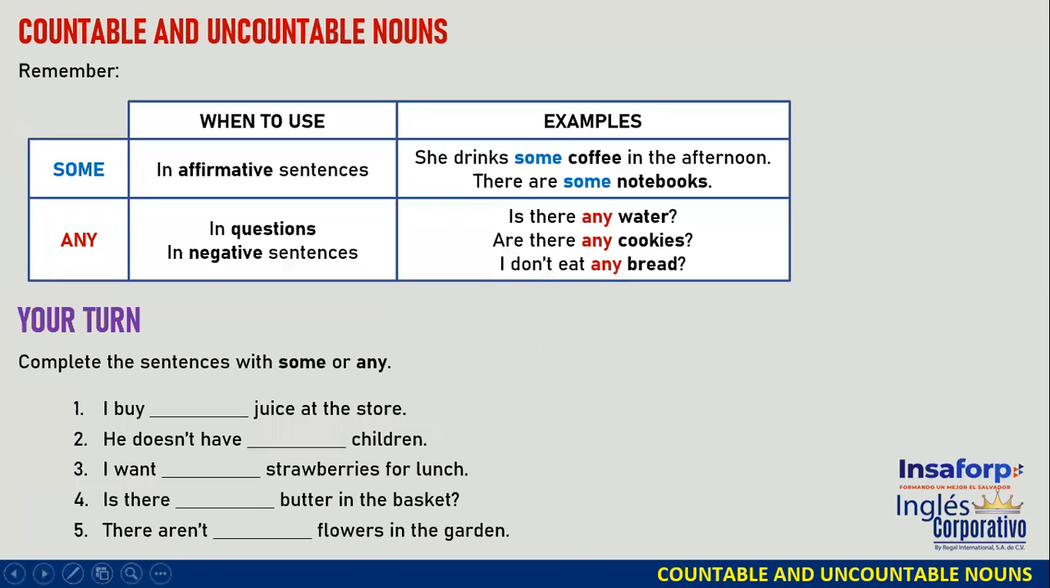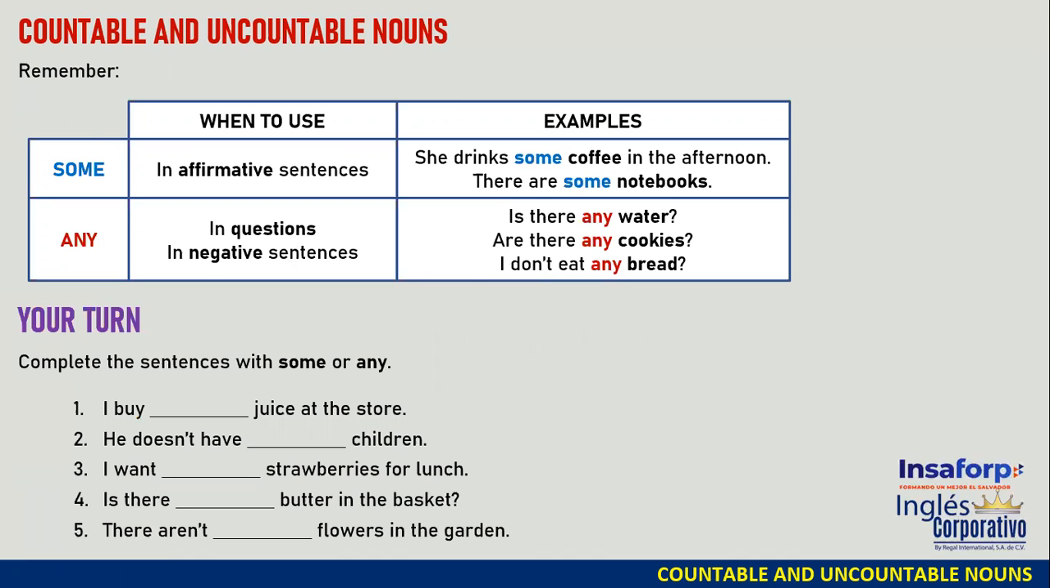So let's continue. Countable and uncountable nouns, right? Remember when to use some. Cuando lo usamos, ¿verdad? Some in affirmative sentences. We have two examples. She drinks some coffee in the afternoon, and there are some notebooks, okay?